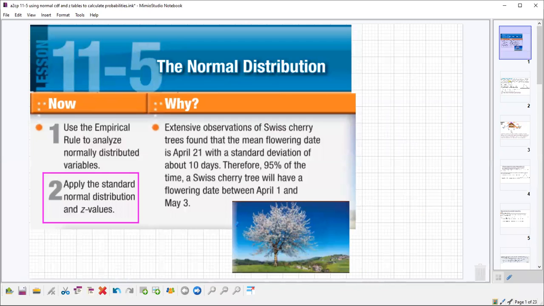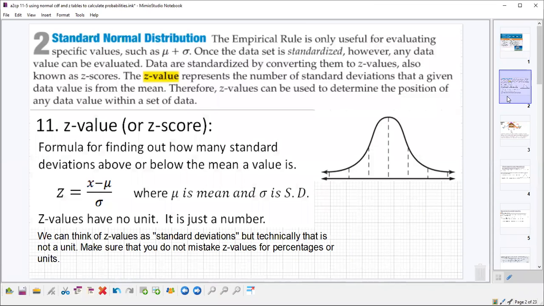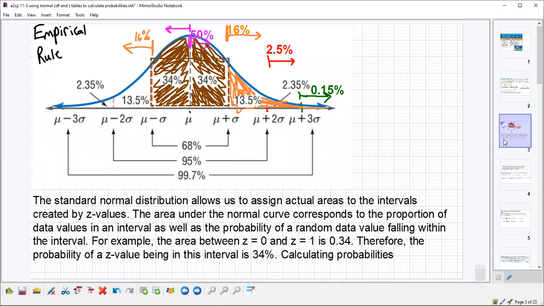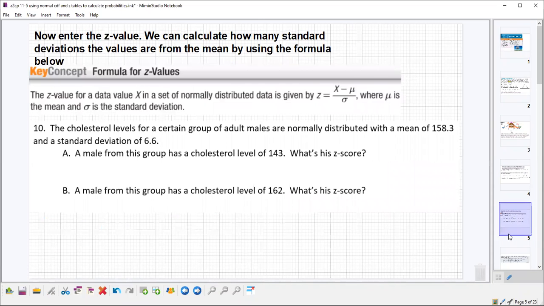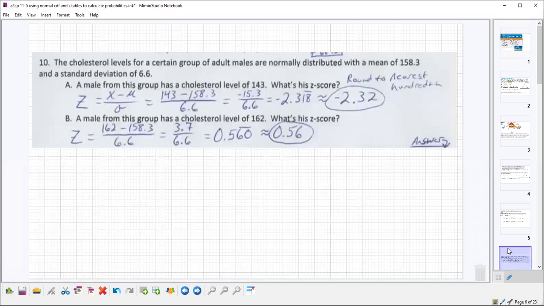All right, Mr. Claxton's Algebra 2 students, we are going to apply the standard normal distribution and z-values today. And why are we going to do this? Really, we're going to do this to calculate probabilities, and that's not something we've spoken a lot about to this point, is using this to calculate the probability that someone or something at random is chosen. So the goal of this is for us to use z-values.